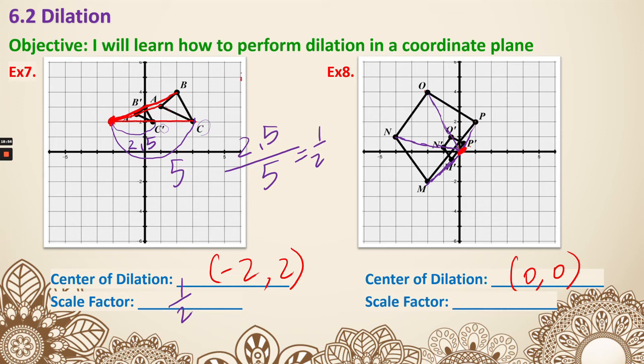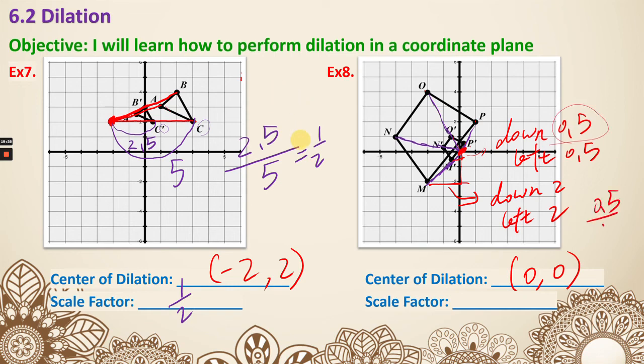My center of dilation is at 0, 0. So if I actually want to get to M prime, for example, that is going to be down 0.5 and then left 0.5. But if I actually want to get to my M, that is going to be down 2 and left 2. So if you compare them, new to the old, this is the new one because it has the prime. It's basically 0.5 over 2. After simplifying, it is 1/4. So my scale factor is 1/4 for example 8.